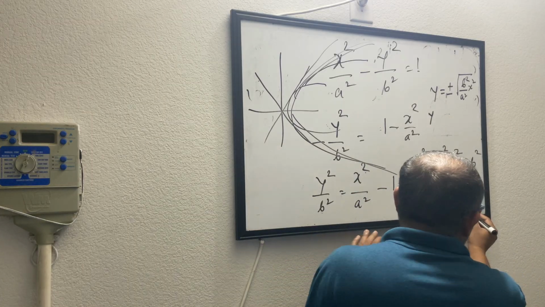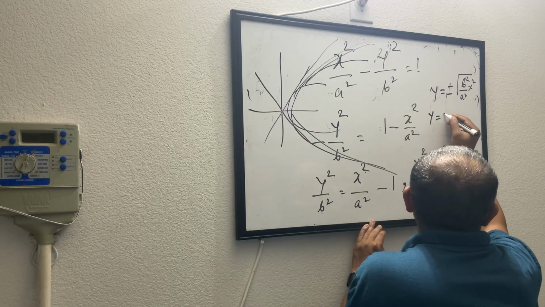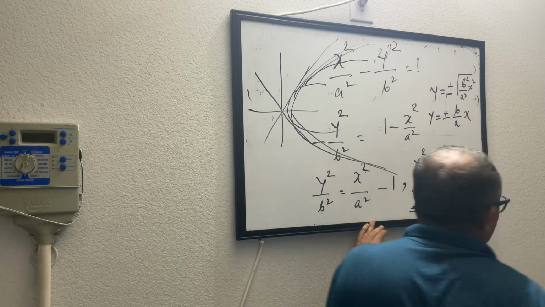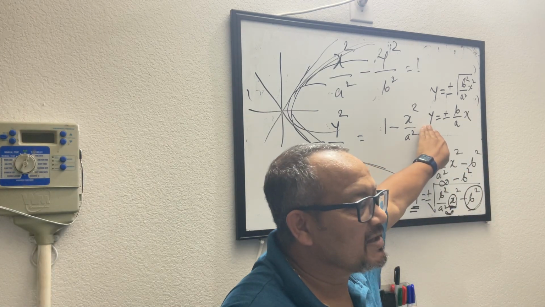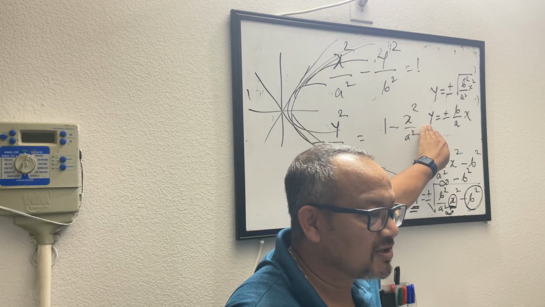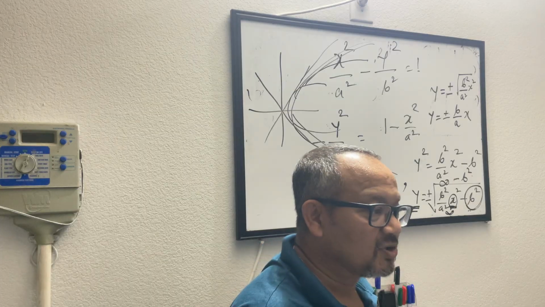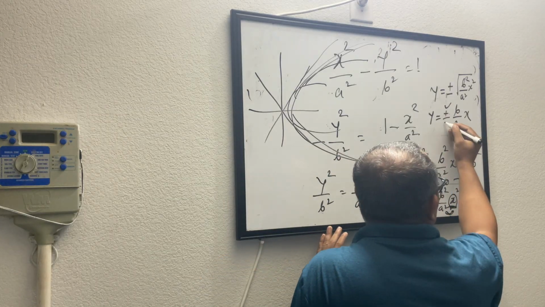Or you can also think, okay, I'll come back to this one. So y will be equal to plus minus the square root of the whole thing, which will be b by a times x. This is your asymptote. This is the slope of the asymptote. This is the line, the two asymptotes that you're talking about. One with a plus sign, one with a minus sign.